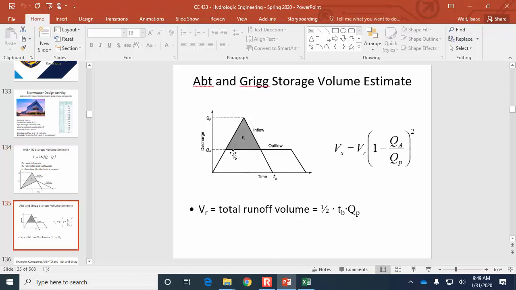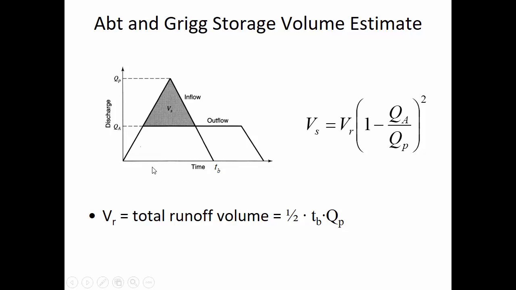And the Aptin Grigg method uses a similar approach, but what they do is say, let's not have a triangular outflow hydrograph. Let's have a constant flow rate out, because that's more realistic in the case of the flow conditions from a pond.